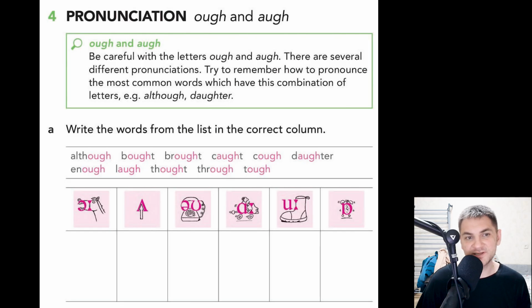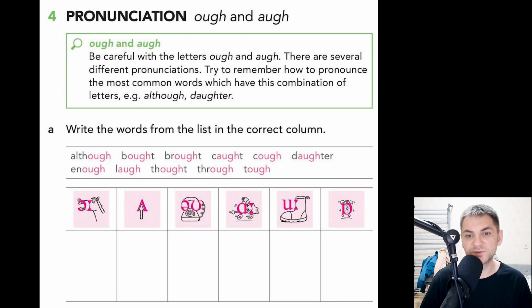Part 4. Pronunciation. O-U-G-H and A-U-G-H. A quick note before you start. These letters are very tricky in English. Why? Because they can be pronounced in many different ways. In this part you will practice these words.